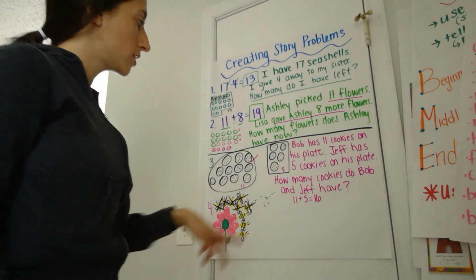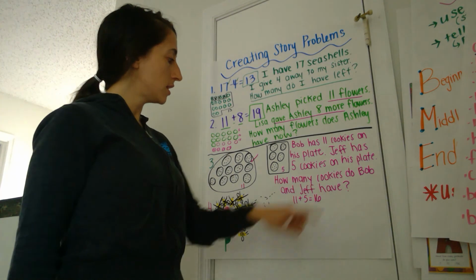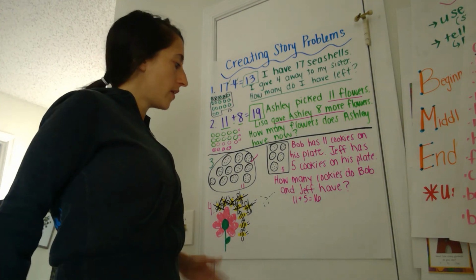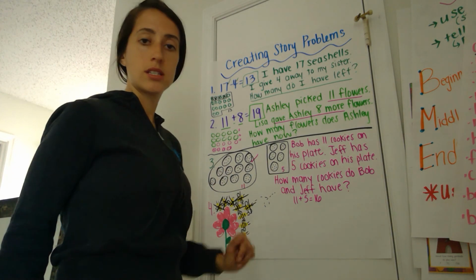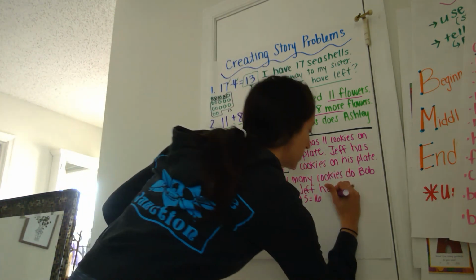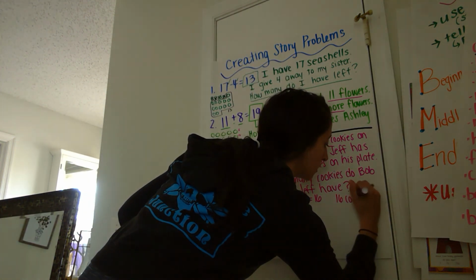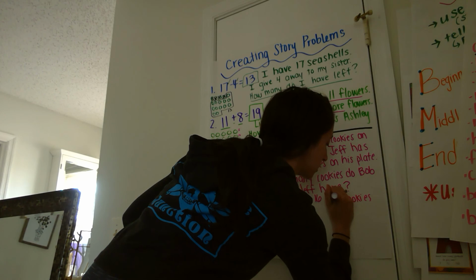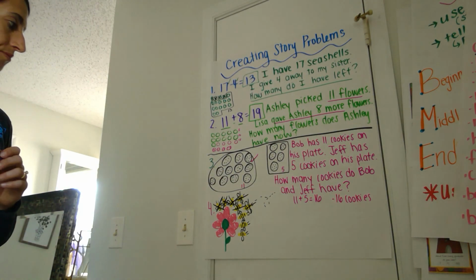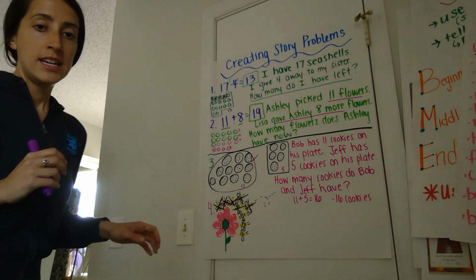So Bob has 11 cookies on his plate. Jeff has 5 cookies on his plate. How many cookies do Bob and Jeff have? 11 plus 5, 16 cookies. So the answer would be 16 cookies.